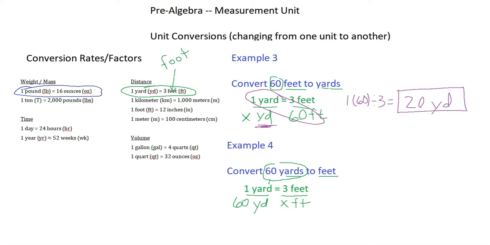So there's the setup of my proportion. Again, we did that a whole bunch with our percentages, and we're going to continue to do these proportions, these equal fractions, with our measurements. So cross multiply and divide here. We've got 60 times 3, or 3 times 60, and then we'll divide that by 1, and we get 180, and that would be 180 feet that we were looking for.